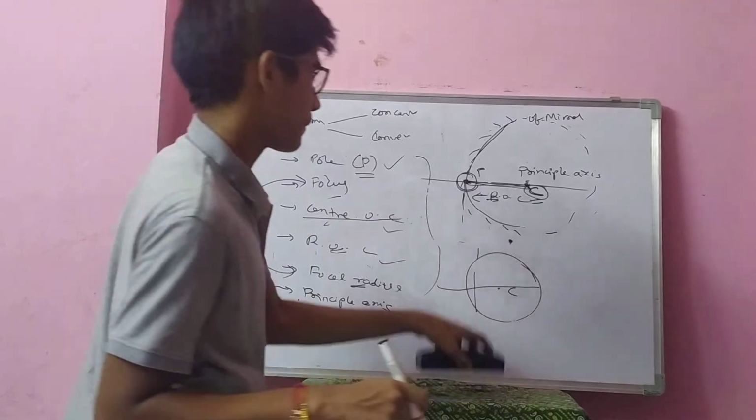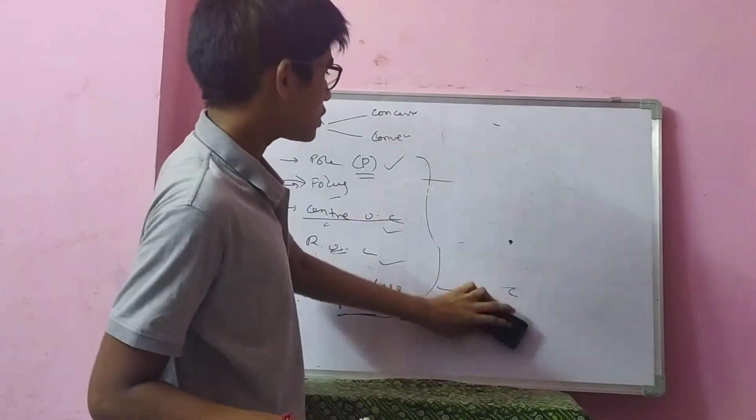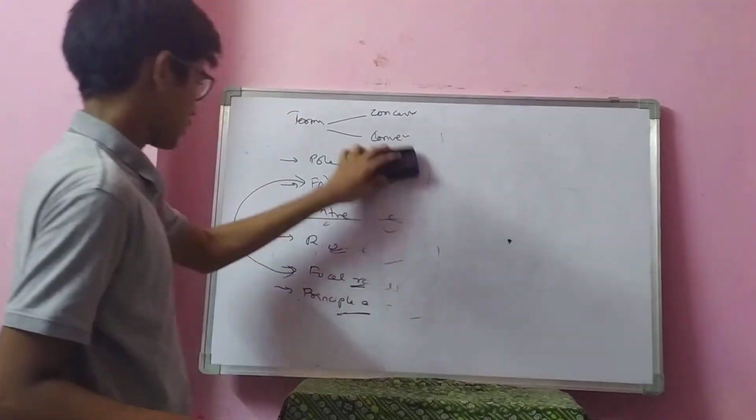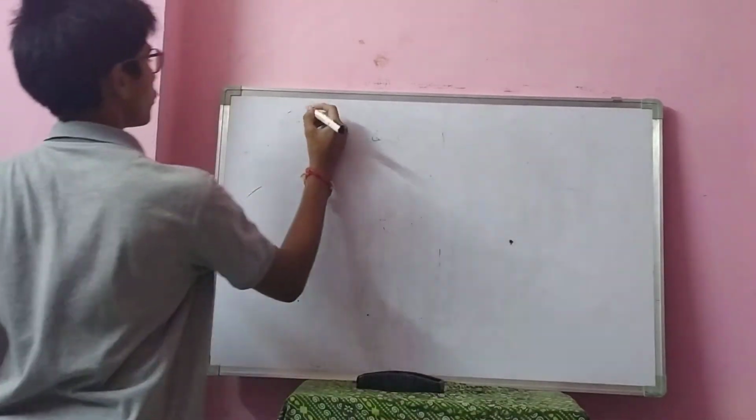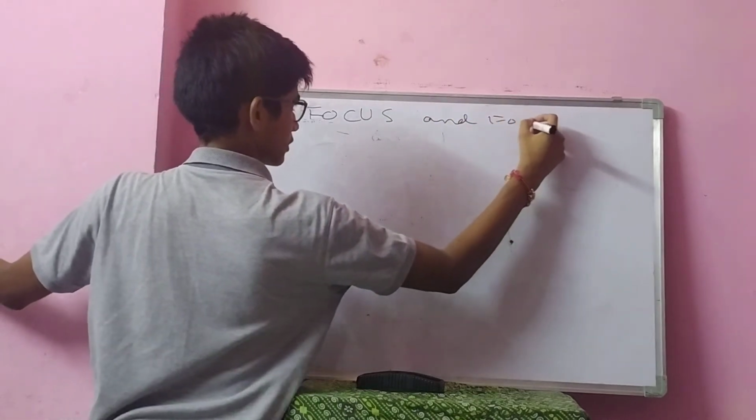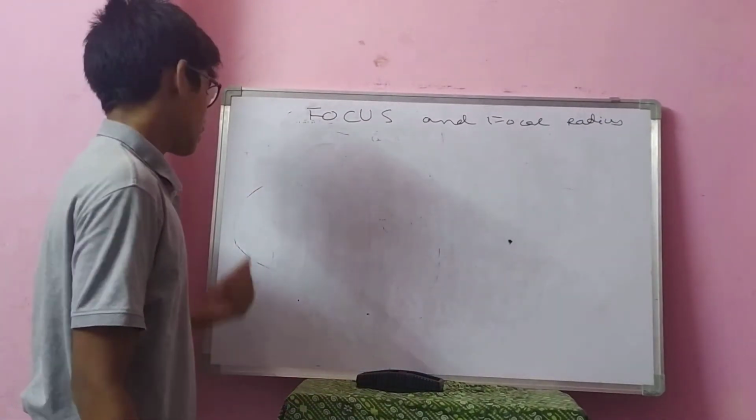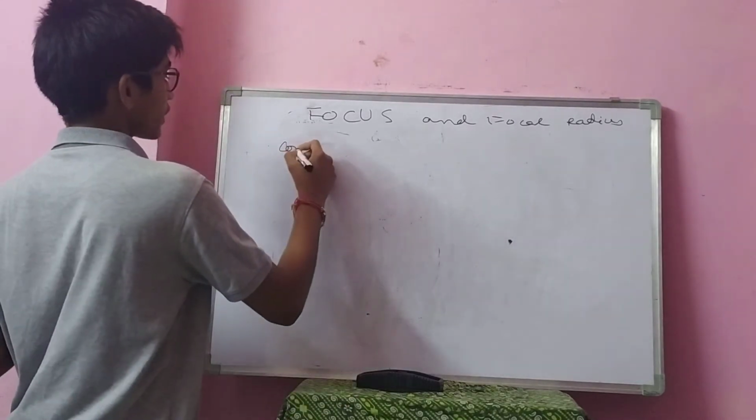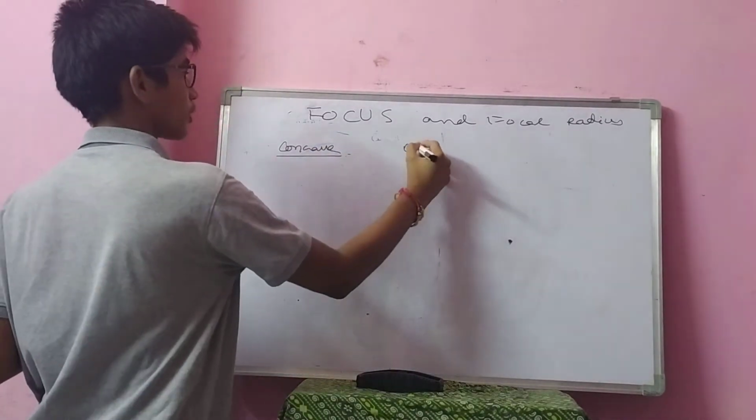Now focus. Focus plays a key role in discussing how the image is formed. Still two terms are left, focus and focal radius, and we'll discuss them. Firstly, what mirror are we discussing? It is a concave mirror. First I am discussing the concave mirror, then I will discuss the convex mirror.